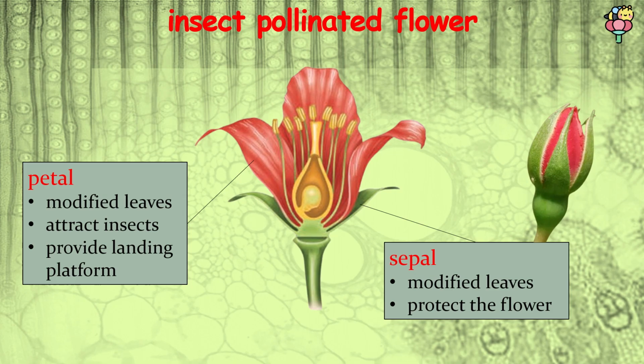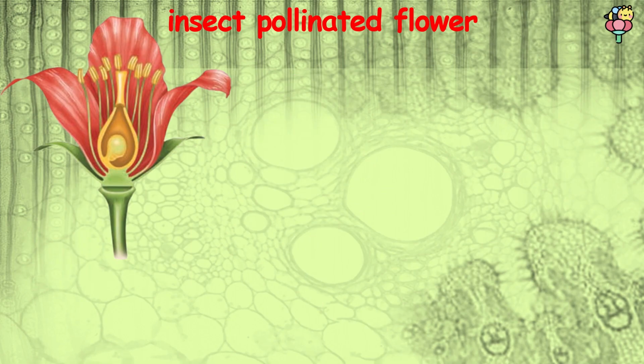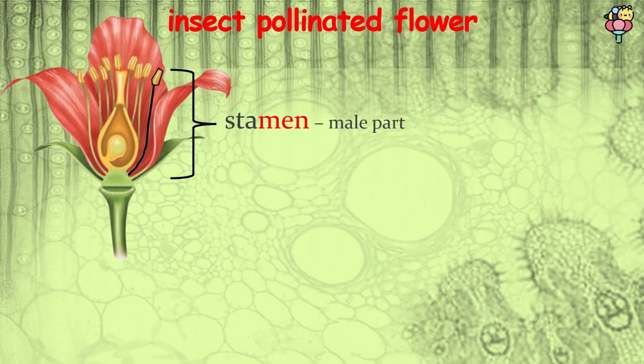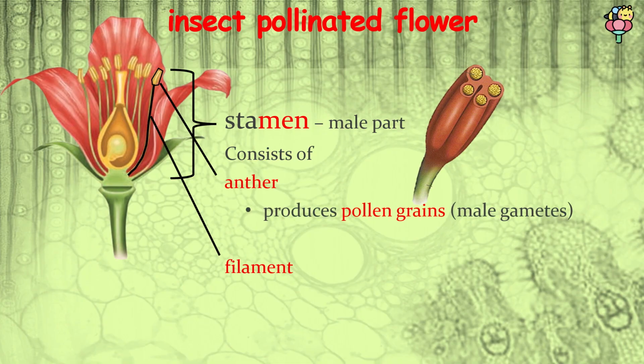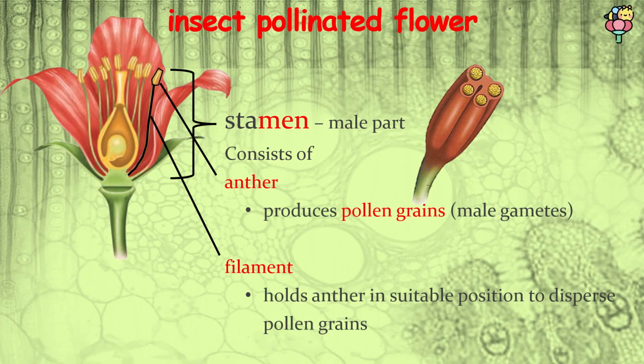Some flowers have both male and female reproductive organs, while others only have one set. The male part of the flower is known as the stamen. You can't spell stamen without men, so this is the male part. It consists of the anther and filament. The anther produces the pollen grains, or the male gametes, while the filament holds the anther in a suitable position to disperse the pollen grains.